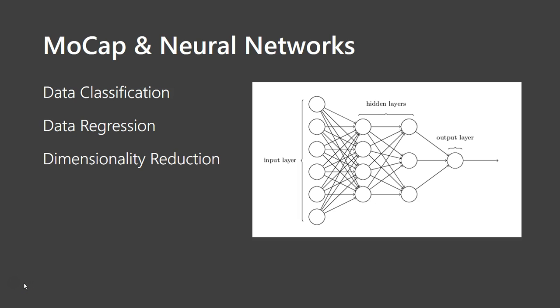Hello. In the previous video, I talked a bit about how you can use Fabric Engine to process motion capture data and use it with machine learning techniques. Today I want to talk about a specific machine learning technique called neural networks. I'm not defining what it is or explaining it in detail, but I'm going to say that it is useful and widely used for problems like data classification, data regression, and also dimensionality reduction.